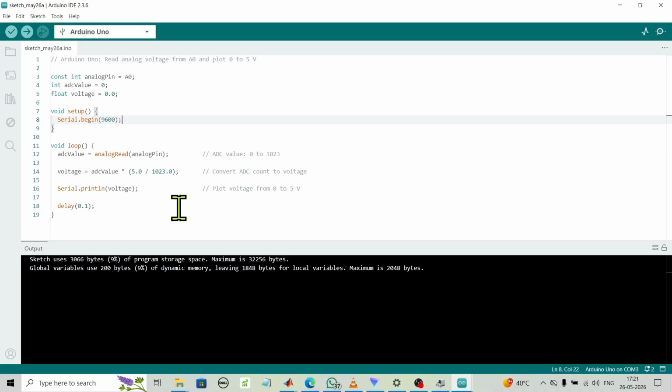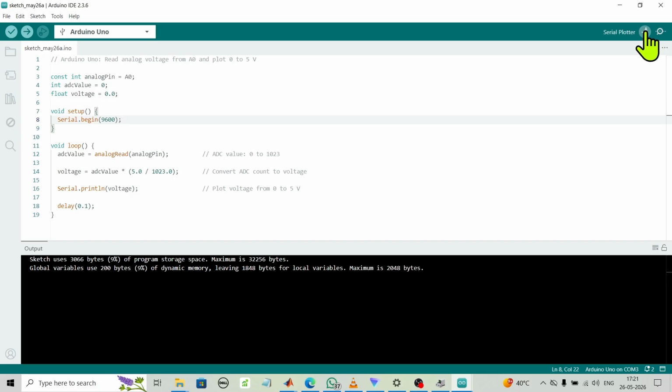Next, I am converting this ADC count into voltage. For that, I am multiplying the ADC value with 5 divided by 1023. Here, 5 represents the maximum input voltage of the Arduino Uno ADC. And 1023 represents the maximum ADC count for the 10-bit ADC. After this calculation, the variable voltage gives the actual input voltage applied at A0. So instead of plotting the ADC count from 0 to 1023, we can now plot the voltage from 0 to 5 volts.